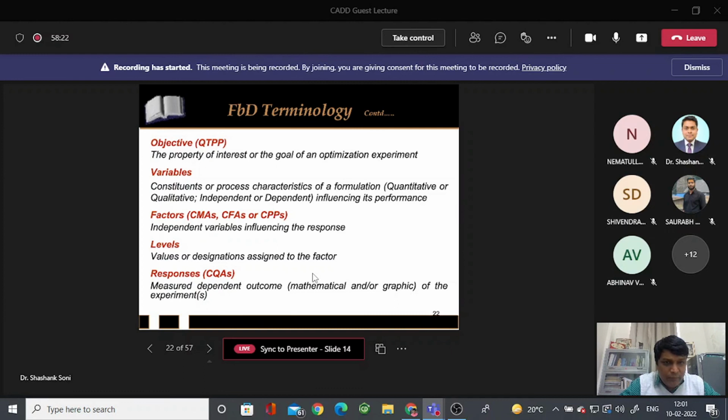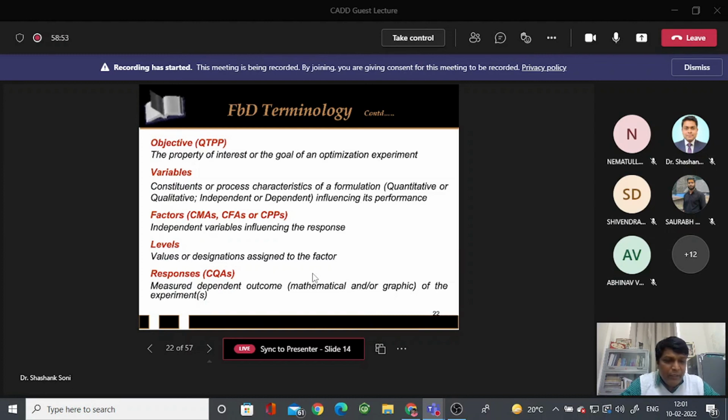They can be qualitative. What does qualitative mean? Whether you will use lactose or you will use calcium carbonate, that is qualitative. Out of these two, which diluent you will use, lactose or dicalcium phosphate, it is qualitative. But how much of lactose or how much of dicalcium phosphate or calcium carbonate will be used, that is quantitative.